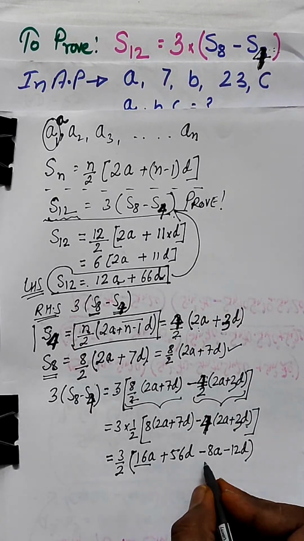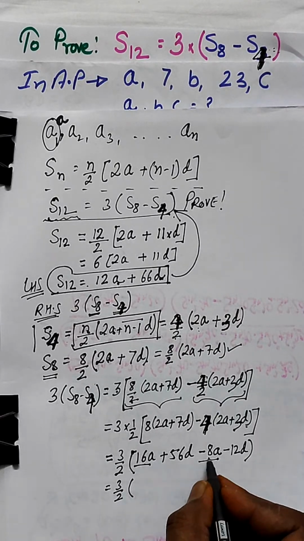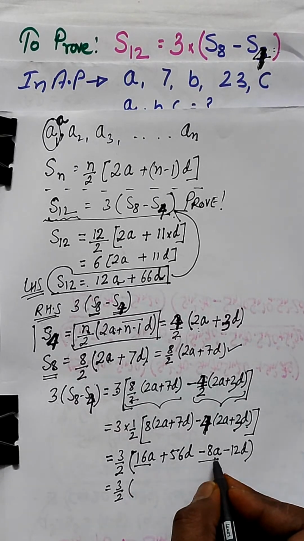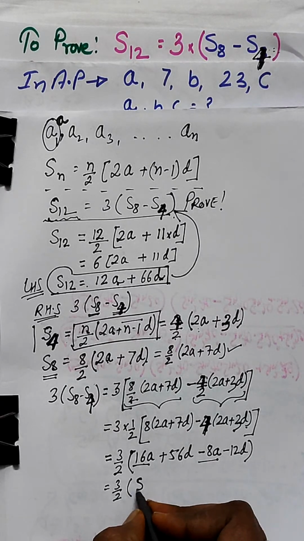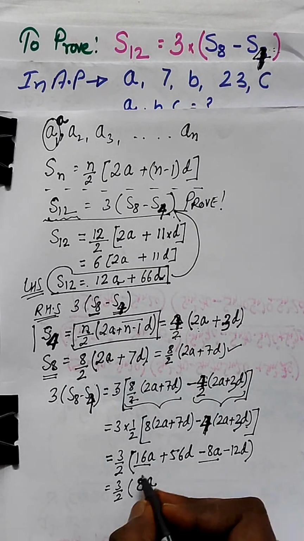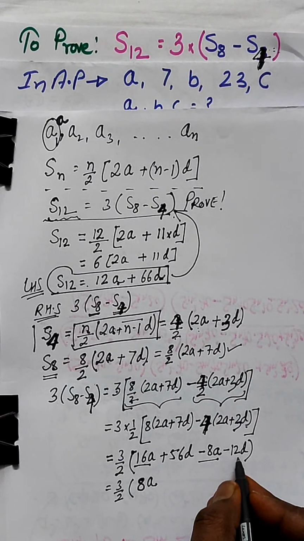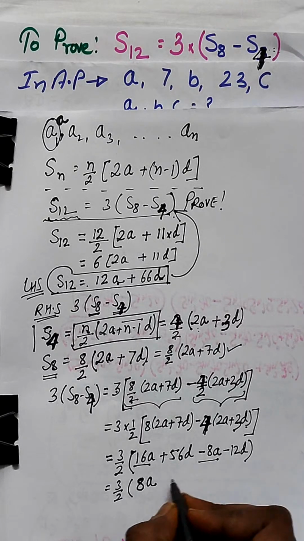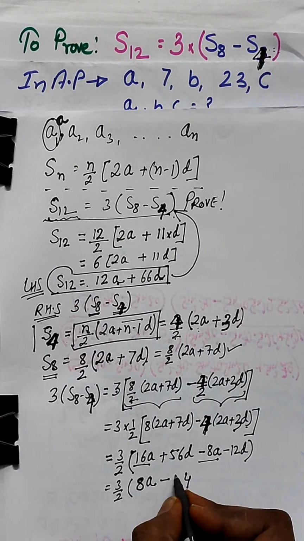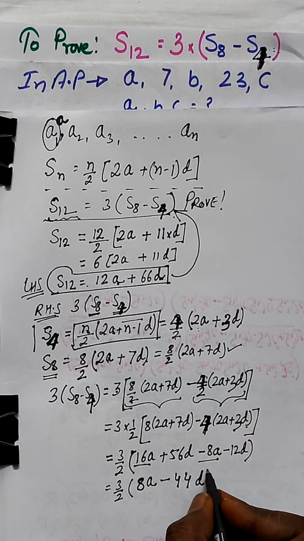So put the like terms together. When you assemble the similar terms together, 16a minus 8a will give you 8a, right? And 56d minus 12d will give you 44d. This will be giving you 44d.